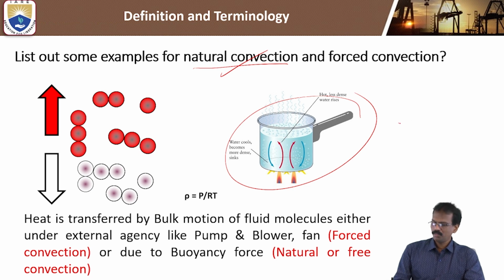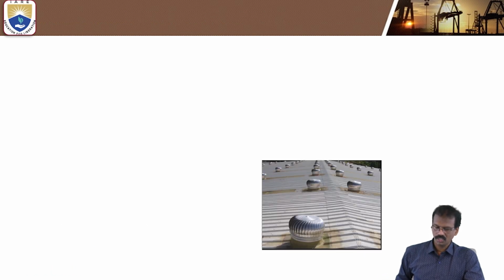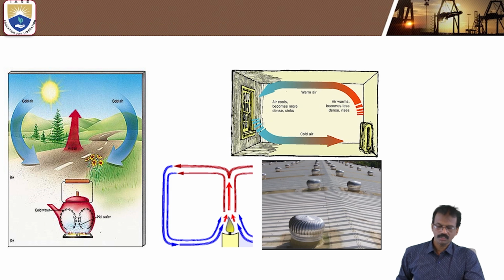If the movement of the particles occurs by some external agent, that is called forced convection. So these are the examples of natural convection. All these things, you know this one. Here are examples of natural convection. This one also works based upon the natural convection principle.